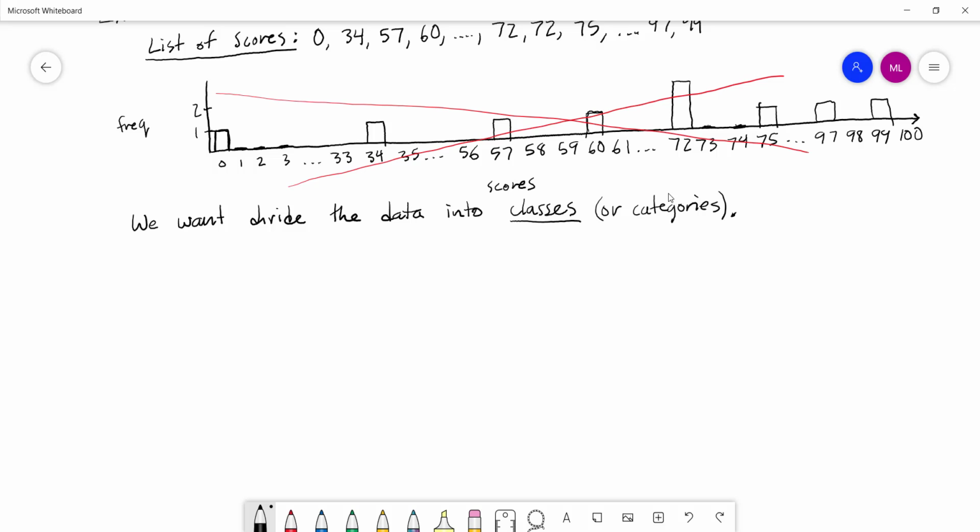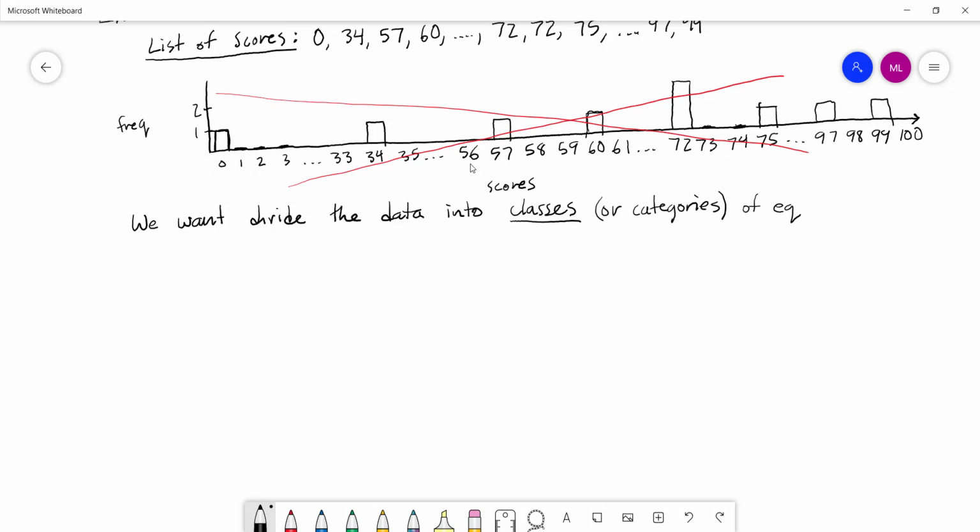Anything in the 80s, that's a B. Anything in the 90s, that's an A. Anything in the 50s or below is an F. But that means there's a lot more possible scores that are Fs. Anything from 0 all the way up to a 59 is an F. That means there's 60 possible scores you could get that would give you an F. But then there's only 10 from 60 to 69 that would give you a D. And that doesn't make sense. So we want to divide our data into classes of equal size.